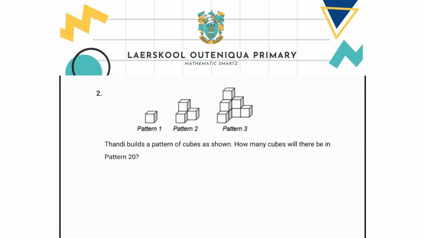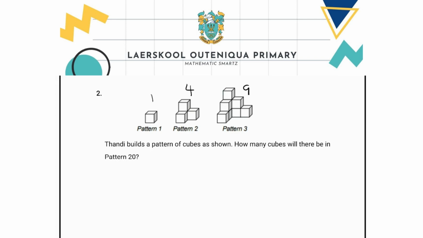Let's move on to my second question. Tandi builds a pattern of cubes as shown. How many cubes will there be in pattern 20? So let's find out how many cubes are in each pattern. And don't forget grade 6's, these are 3D shapes. In pattern 1, I have 1 cube. In pattern 2, I have 4 cubes. And in pattern 3, I have 9.